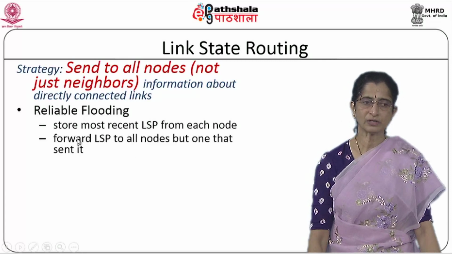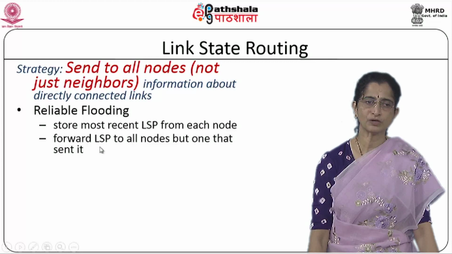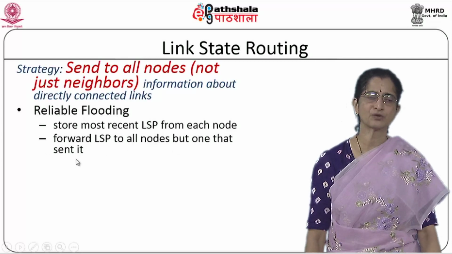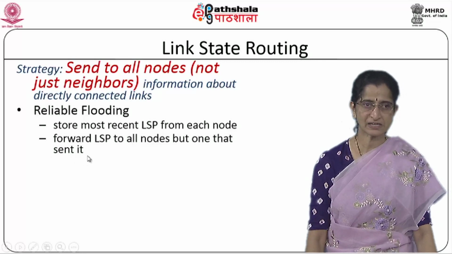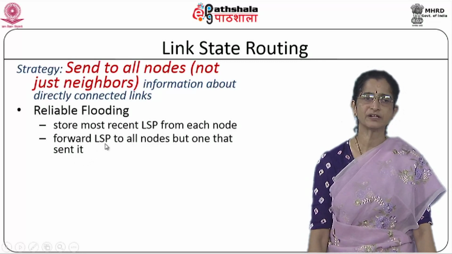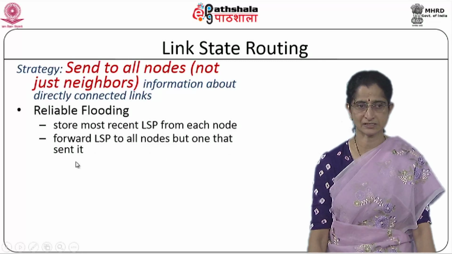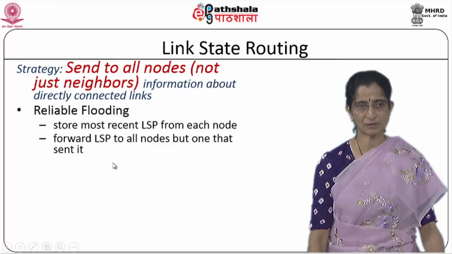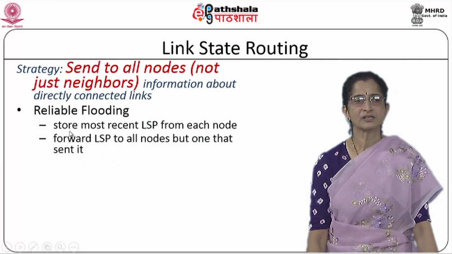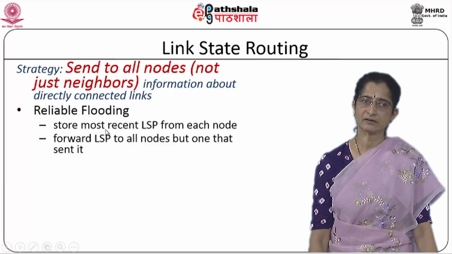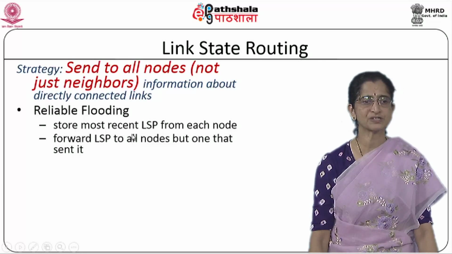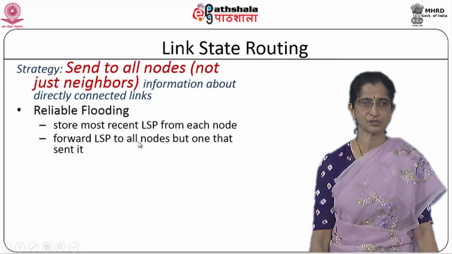When a particular node has its LSP, it forwards it to all the nodes but the one that sent it. When it has its own LSP, it sends it out first to all its neighbors, and when a node receives an LSP from another node, it will forward it to all the nodes except the one that sent it. This makes sure you don't send the same information back to somebody who sent it to you. And remember, we have a sequence number field. Using the sequence number field, you can always keep track of the latest, most recent LSP from each node, and that information is what is stored.